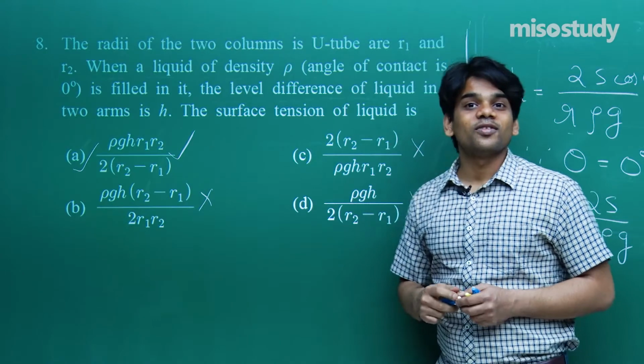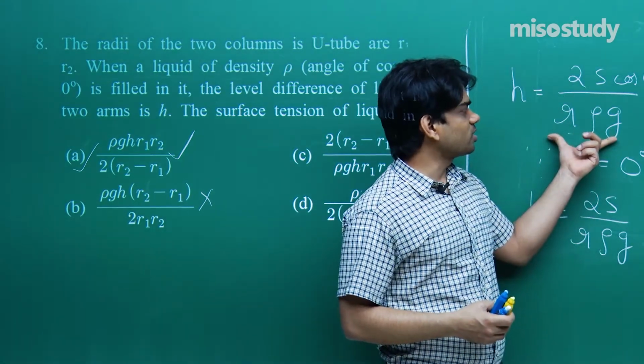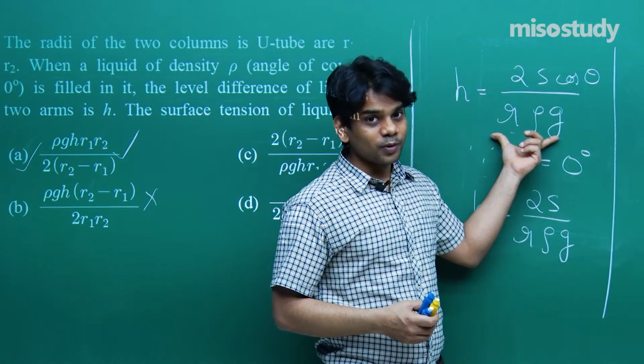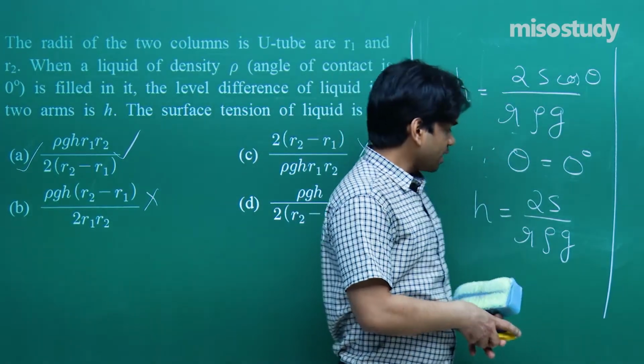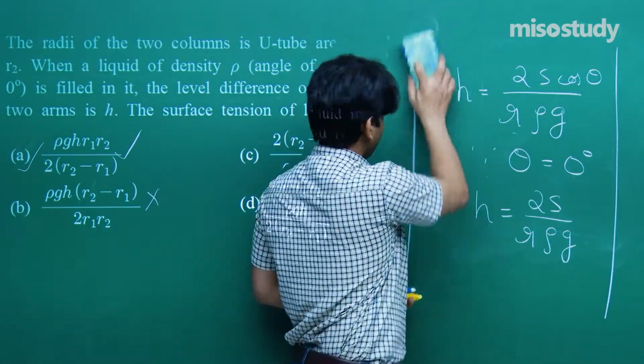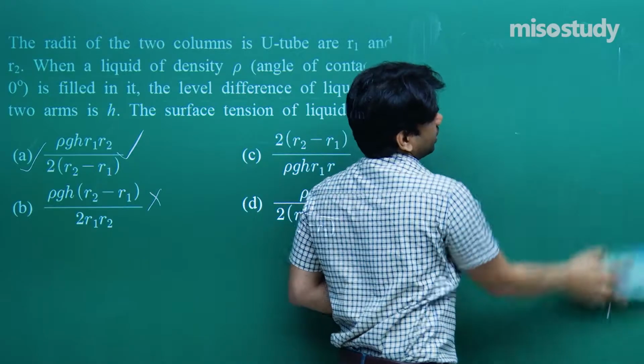So I hope that you have understood how to approach. You should remember this basic formula, h is equal to 2S cos theta upon r rho g. If you know this, you can easily proceed with the question. Next question of the day, and before that, just let me clear the board.